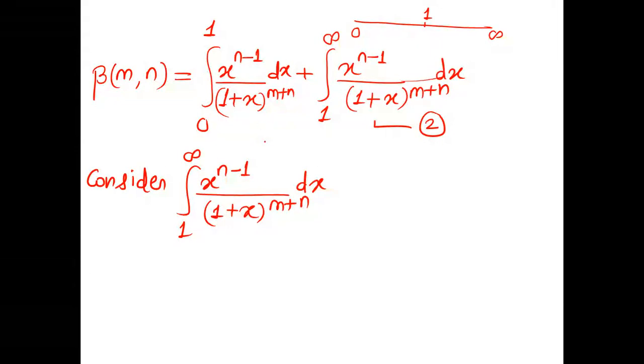As per the requirement, everything is fulfilled. We can change m to n according to the property of beta function, but the problem is how to convert this limit 1 to infinity into 0 to 1. Accordingly, we will have to take a substitution.